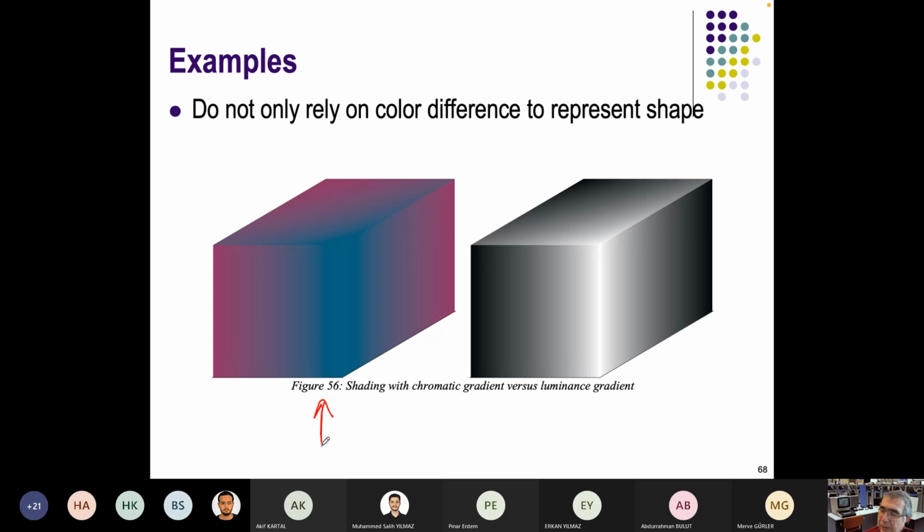So these edges won't be understandable. So with the intensity, it will be much better, or together. If you combine them together, that's okay. But relying only on color difference is very dangerous.